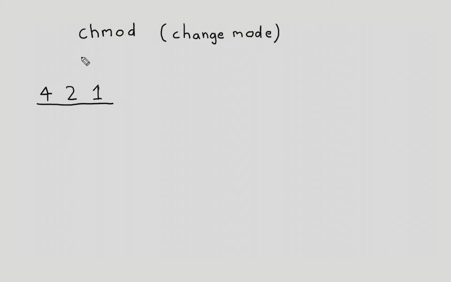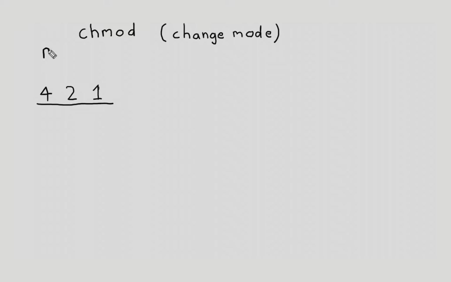But before we actually get into using the chmod command to manage permissions on files and directories, first we're going to talk through and explain the octal method of managing permissions on files and directories versus the symbolic method. So as I said before, the chmod command basically means change mode.